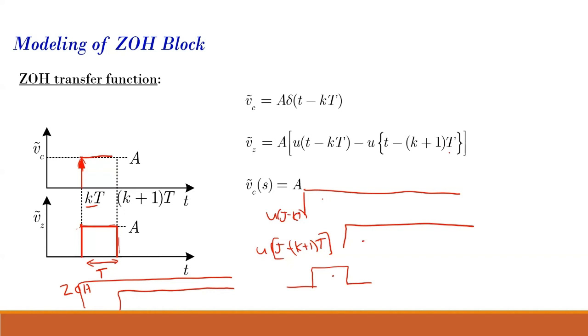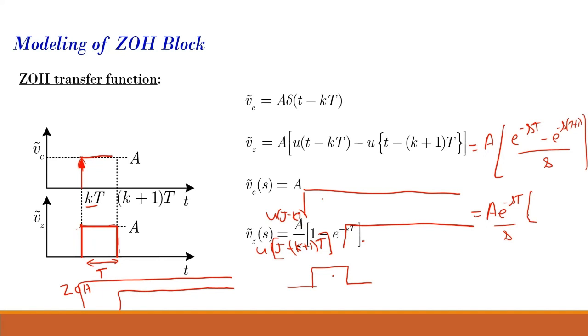So my input, if I take the Laplace transform of it, is just A. If I take the Laplace transform of this, it will be A into e raised to minus sT minus e raised to minus s(T plus 1), divided by s. So that will be equal to A into e raised to minus sT upon s into 1 minus e raised to minus sT. Okay, clear.